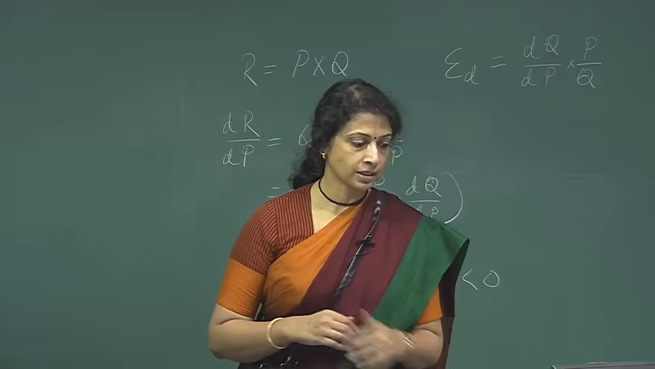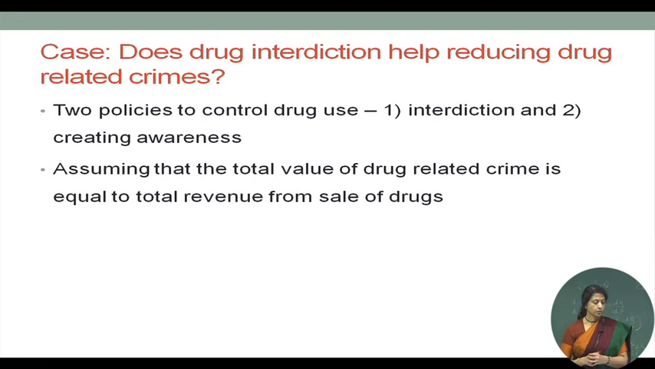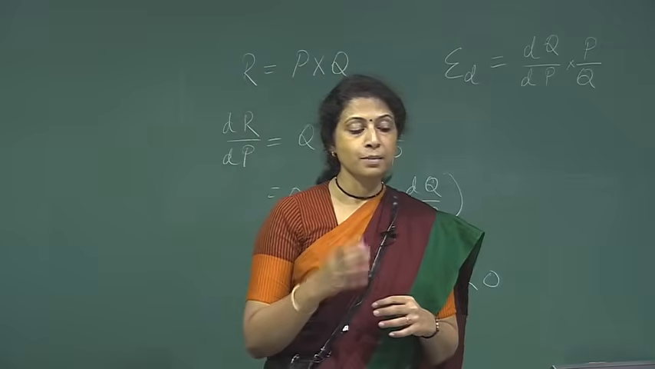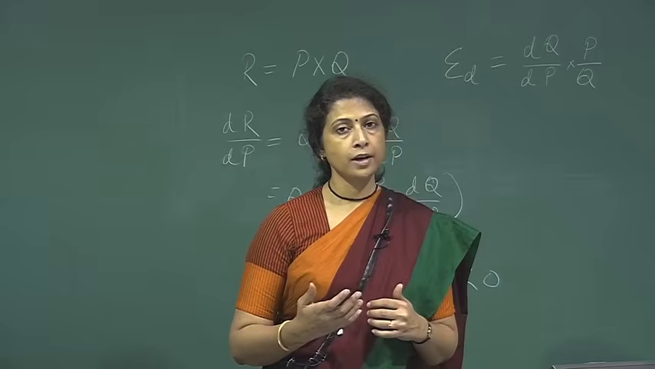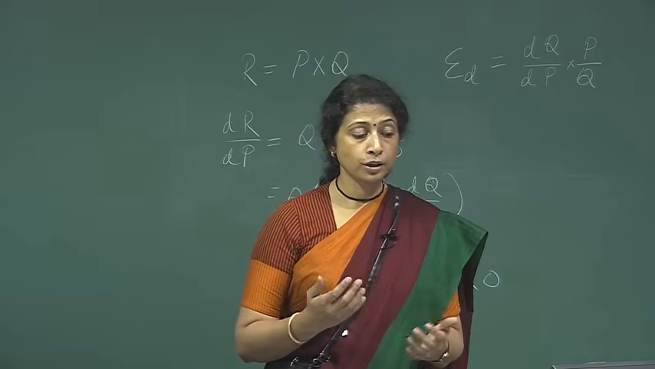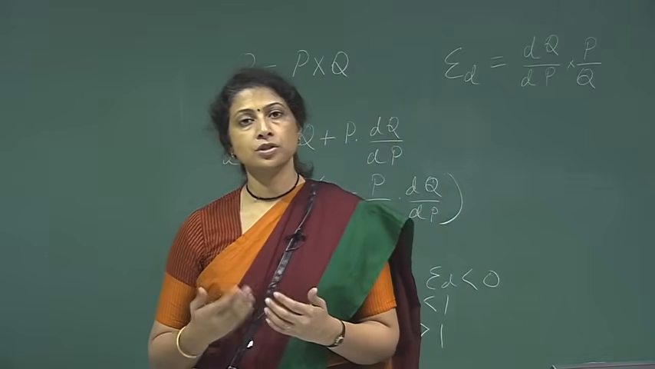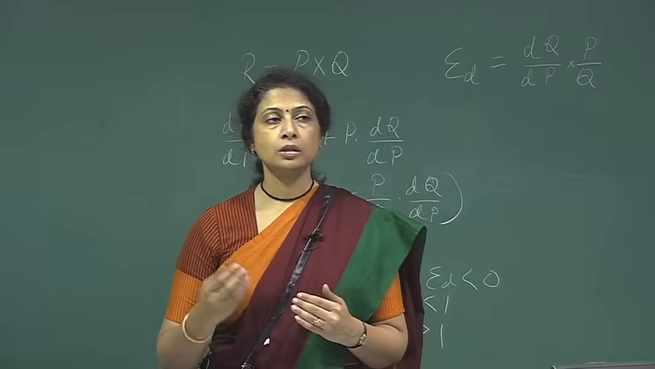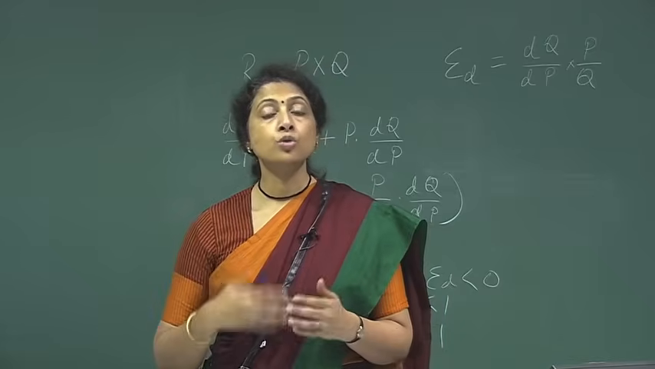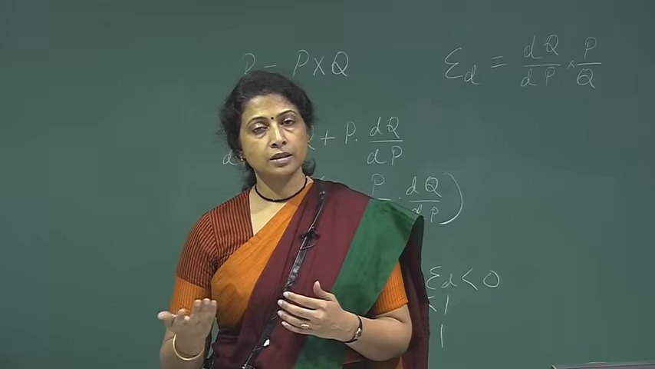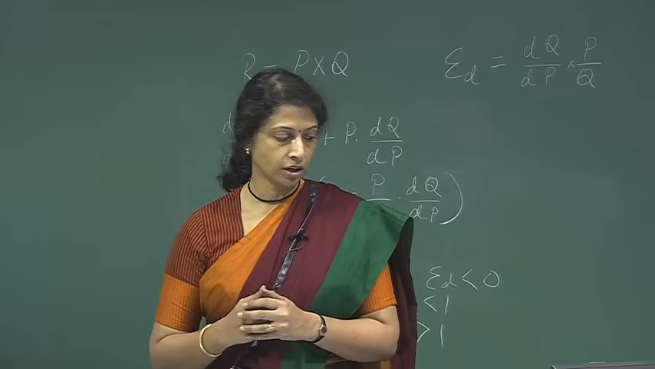Now, to illustrate the example, we also assume that the total value of drug related crime is equal to the total revenue from sale of drugs. So, we are trying to quantify the impact of each of these policies. If we are talking about drug related crimes, what is the measure of that? Maybe we assume that the measure is the amount of drug that is sold, or the amount of expenditure that people do on buying drugs, or the amount of revenue that the drug vendors or peddlers earn by selling the drugs.